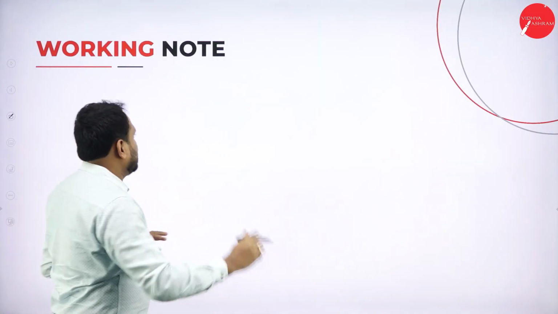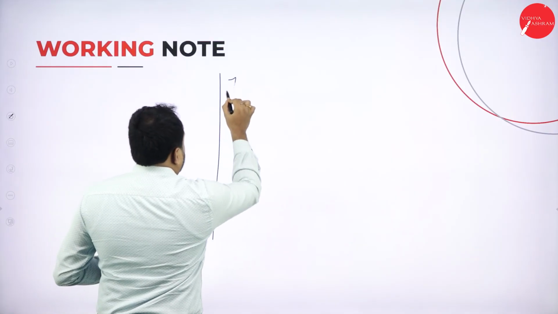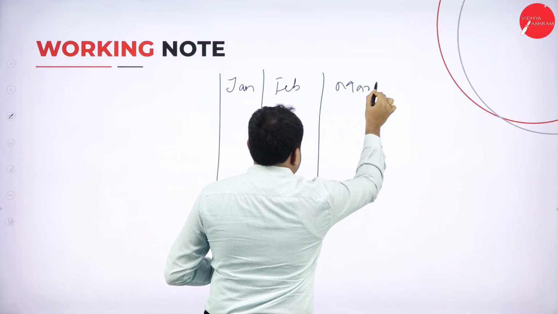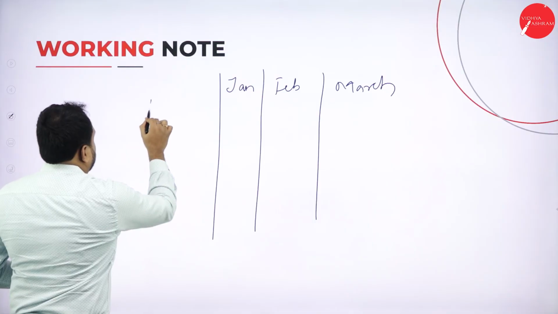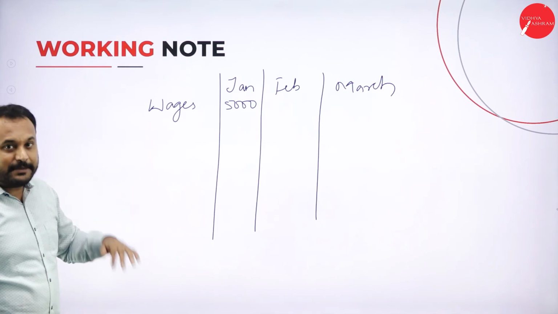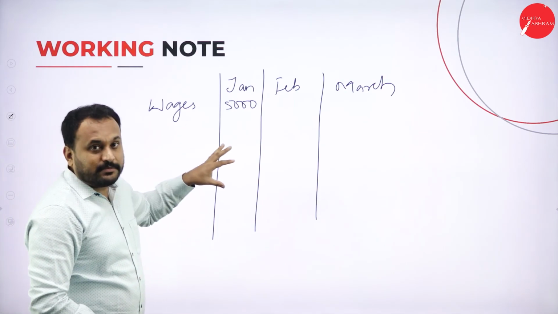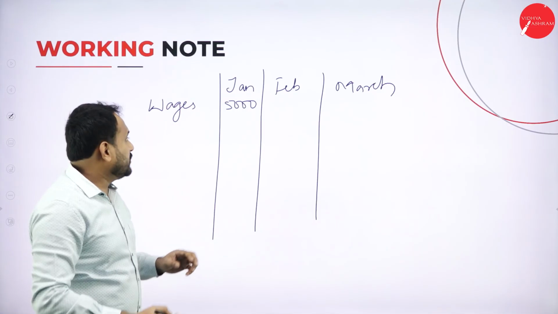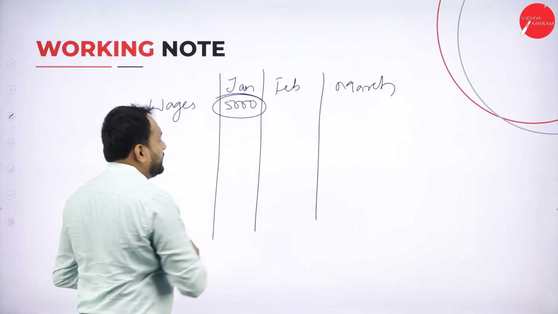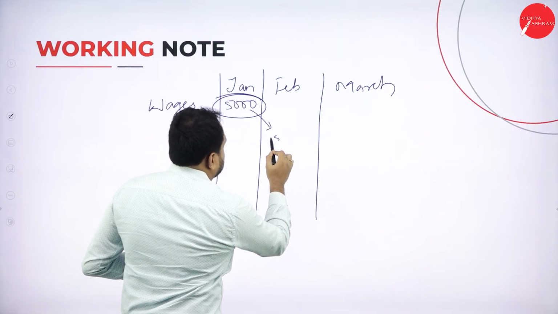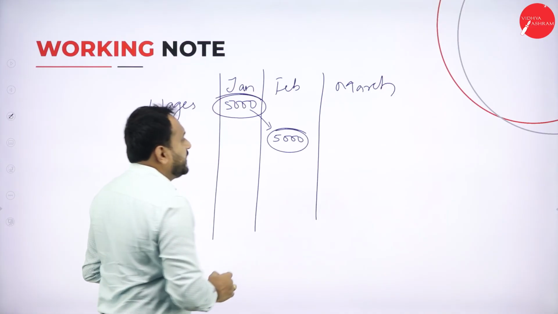The answer is all done, finalized. Now whenever they say, assume this, we have Jan, Feb and March. Supposedly wages are 5,000 rupees. In the problem they have said that the wages you will give after a month. So this 5,000 entry, though it is in the month of January, when will you actually give it? You will be giving it in the month of February. That is the entry you are supposed to put.